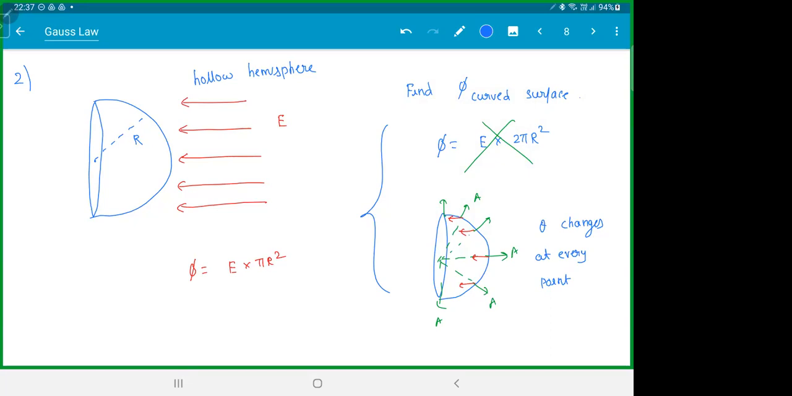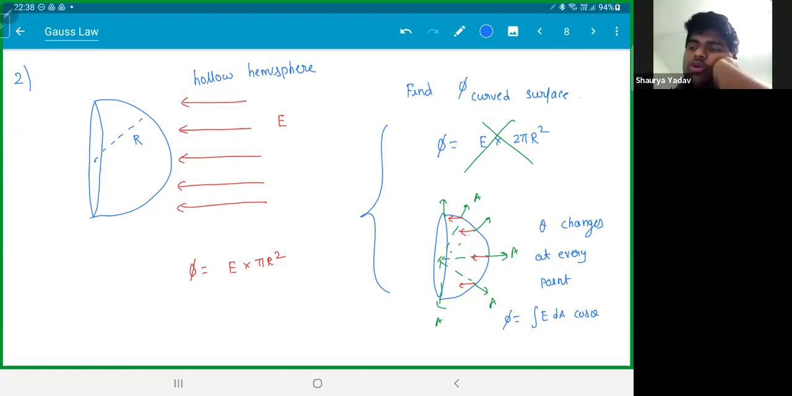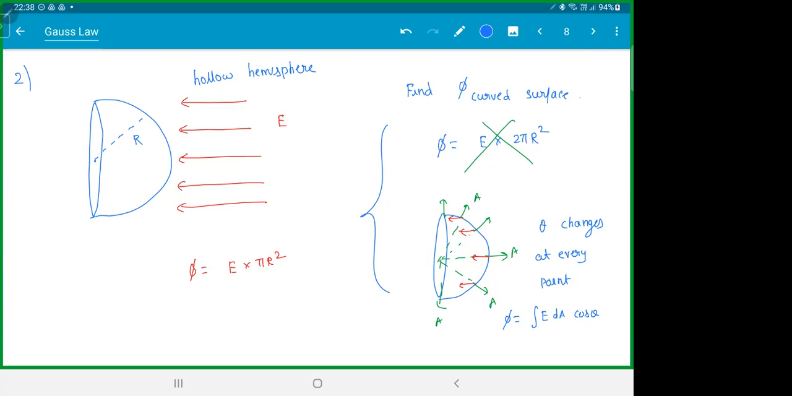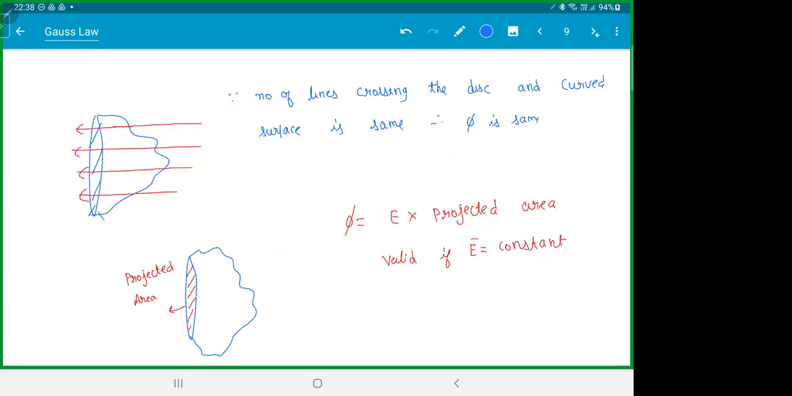I hope this logic is clear. Just don't multiply E into surface area. That is wrong. You have to take the angles also. Here, theta is changing at every point. So flux will be integral E dA cos theta. Clear with this? So we should do i cap, j cap, then do. Yeah, then you have to do. If we do all that, then this projected area will come. So remember this thing. Projected area is an important concept.